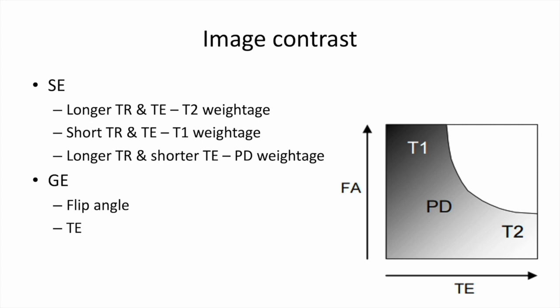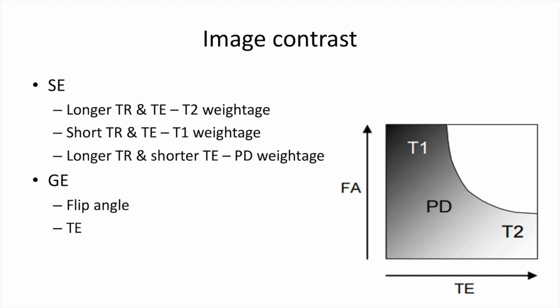The image contrast in these sequences depends on different parameters. In a spin echo sequence, a longer TR and longer TE results in a T2 weighted image, whereas a shorter TR and shorter TE results in a T1 weighted image. A longer TR and a shorter TE in a spin echo sequence results in proton density weightage.